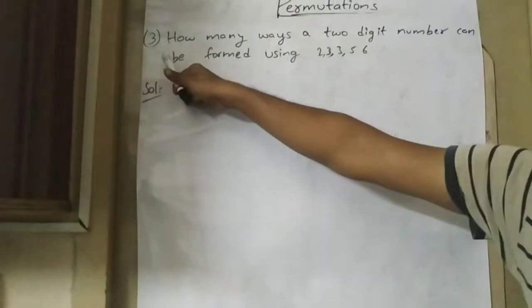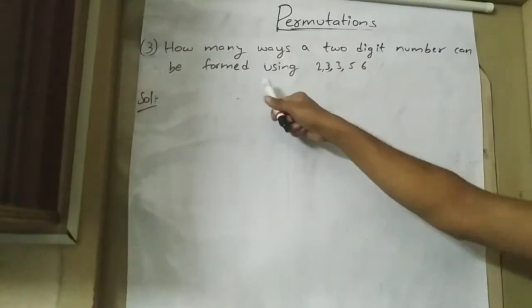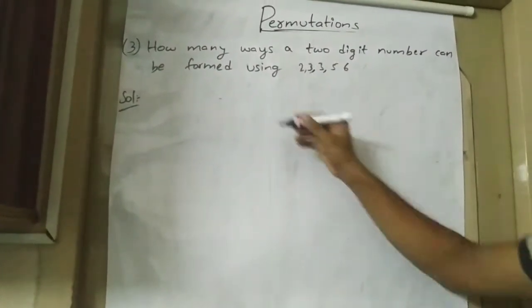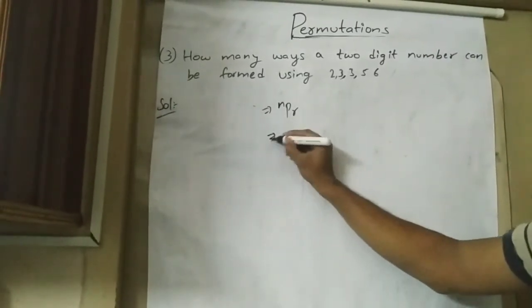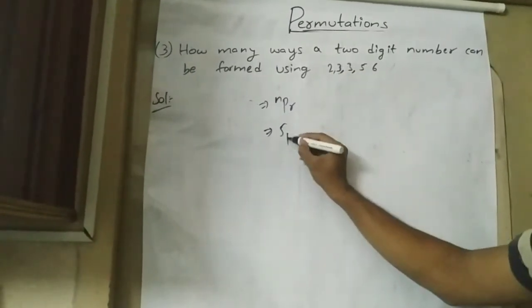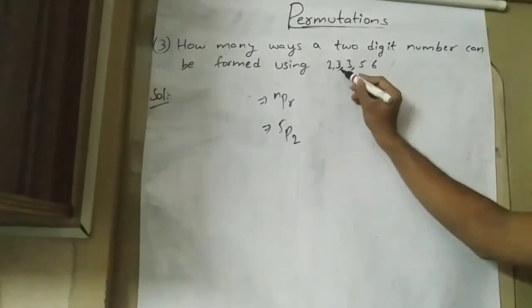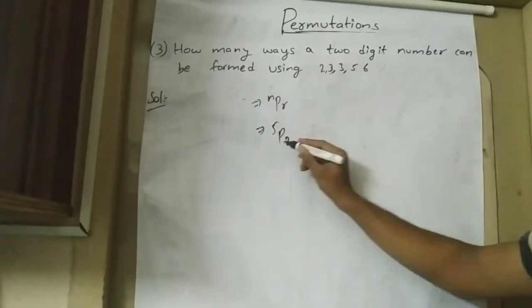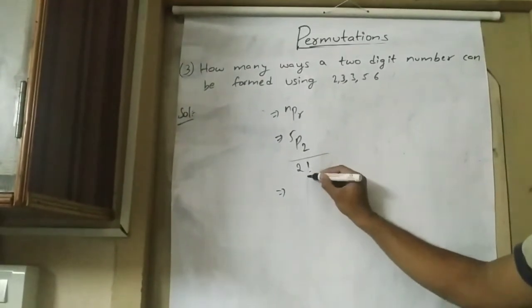In this third question it is given: how many ways can a 2-digit number be formed using 2, 3, 3, 5, 6. So the total number of ways will be nPr. The total number of digits is 1, 2, 3, 4, 5, so 5P, and they are asking for 2-digit numbers, so 5P2. But here 3 got repeated 2 times, so we have to divide it by 2 factorial. We have already discussed this.